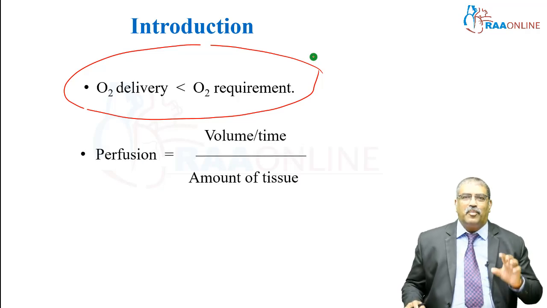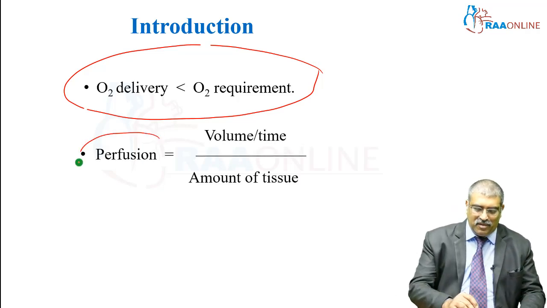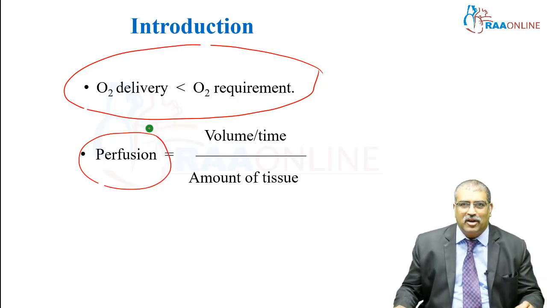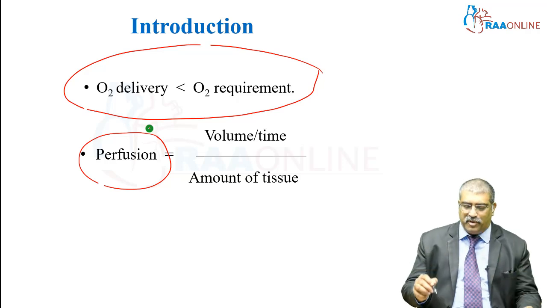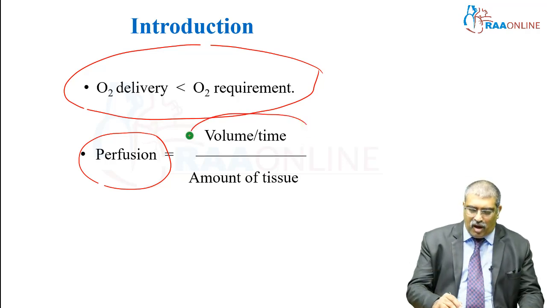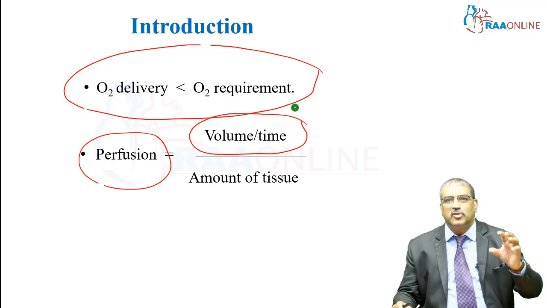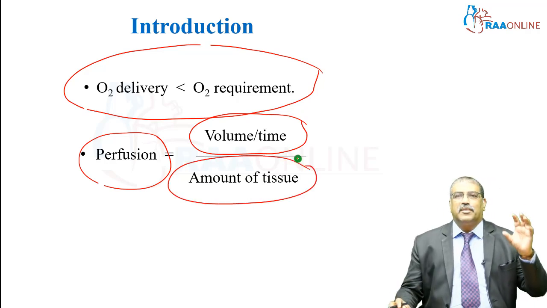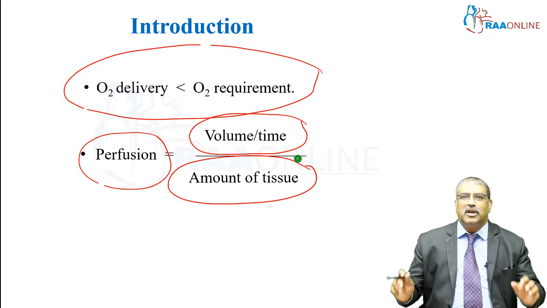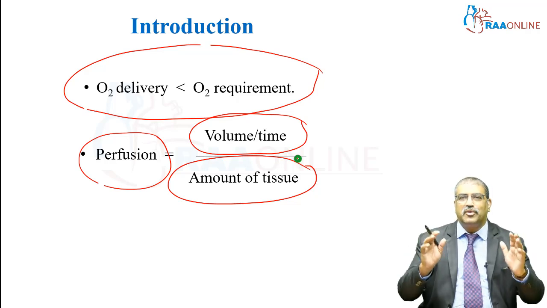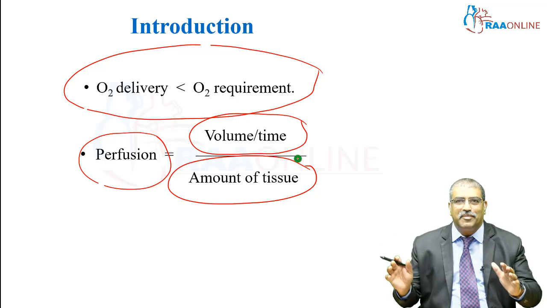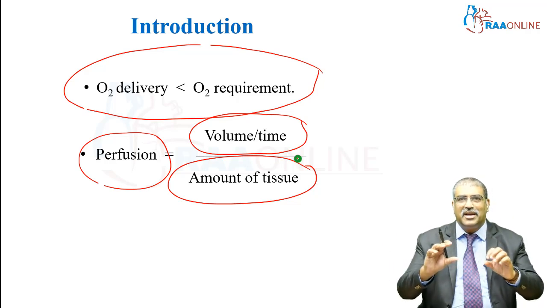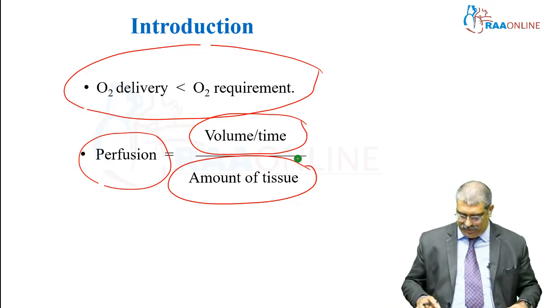Another important component of shock is perfusion, which is nothing but the blood flow or the cardiac output. When you talk about perfusion, it is the amount of volume which goes for a particular time over the amount of tissue. For example, take coronary blood flow. Normal coronary blood flow is about 50 to 80 ml per 100 gram per minute. So you have the amount of blood flow, the amount of tissue it supplies, and the time.